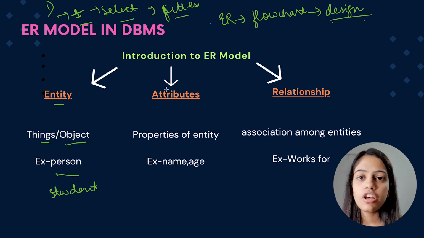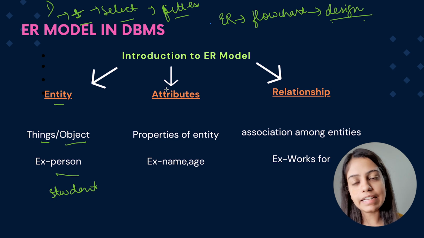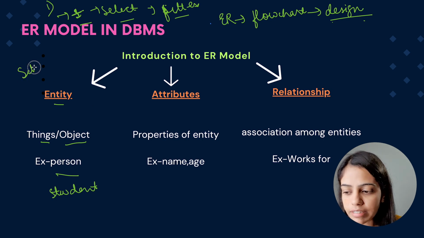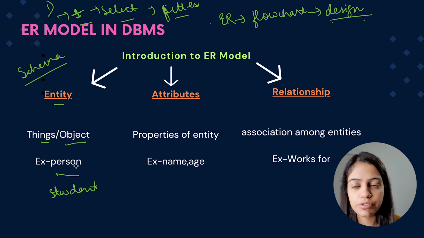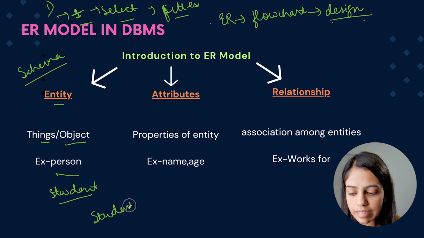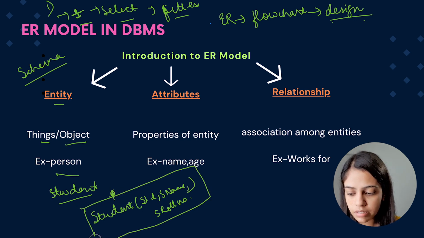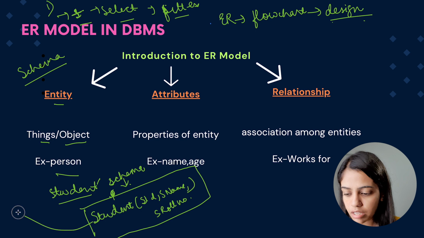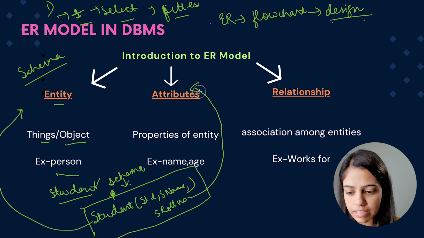Now what are attributes? The characteristics of that particular entity are called attributes. You might have heard the term schema in the last set of videos. So what is schema? Consider that I need to give the student schema. I'll mention the entity name and then provide all the attributes such as student ID, student name, student roll number. This is a student schema. In this student schema, student is the entity, and student ID, student name, student roll number are the attributes.